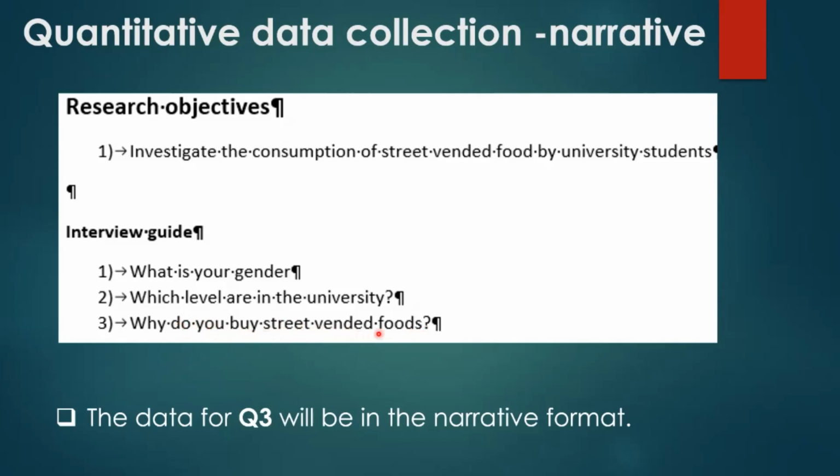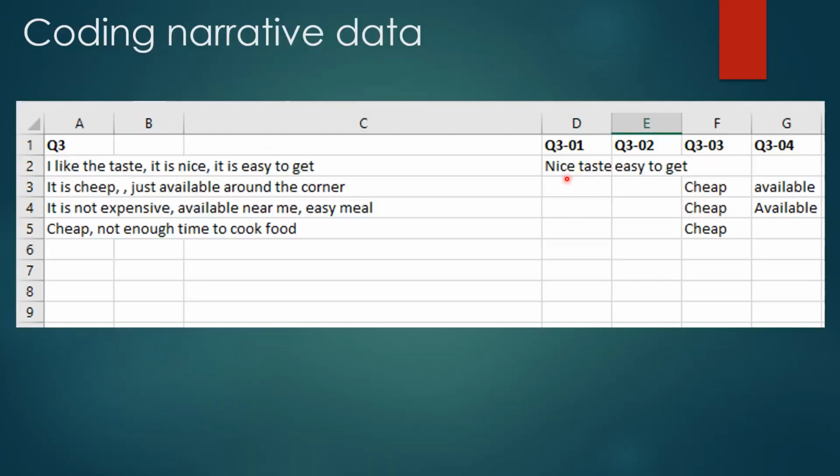Why do you buy street vended food? We have consumers of different ages and different universities. Those are their social demographics, and those social demographics will automatically be their independent variables. Let's go back to see how coding was done. They chose nice taste as code 1, easy to get as code 2, cheap as code 3, and available as code 4. So this is question 3, coded: code 1, code 2, code 3, code 4. This is a kind of coding.